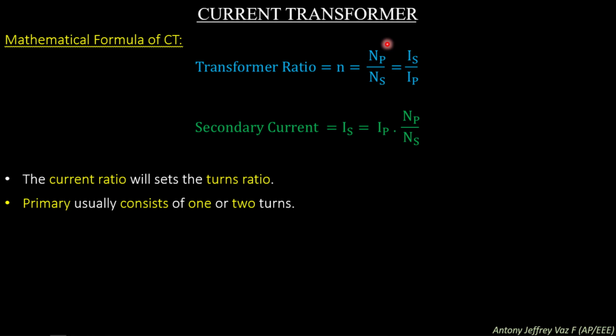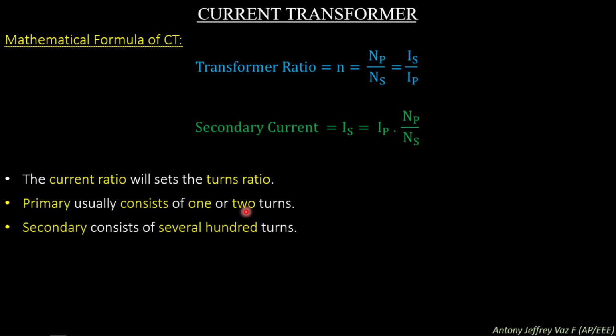Primary usually consists of 1 or 2 turns. We know the primary is the conductor in which we are going to measure the current. Usually this conductor is a bus bar. So this bus bar has only 1 turn, or 2 turns at a maximum. It will not be more than 2 turns. So it will usually be 1 turn in higher level current ratings.